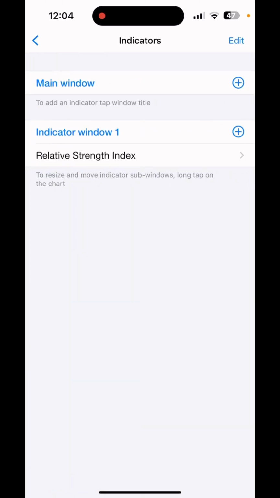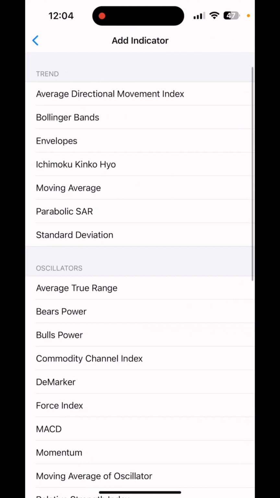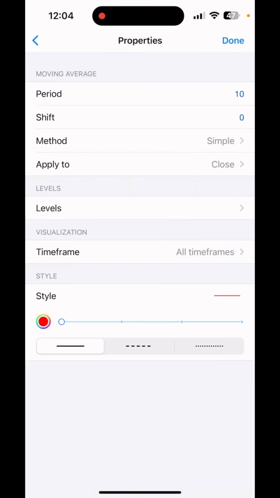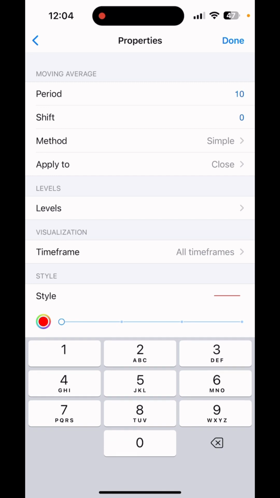You're not going to click the relative strength index indicator window. Don't click that one, leave that one. That one is just for the relative strength index. So we are clicking the main window at the top, this one. Then we are going to look for moving average, which is what you're seeing here. You tap it. Then we are going to change this period.